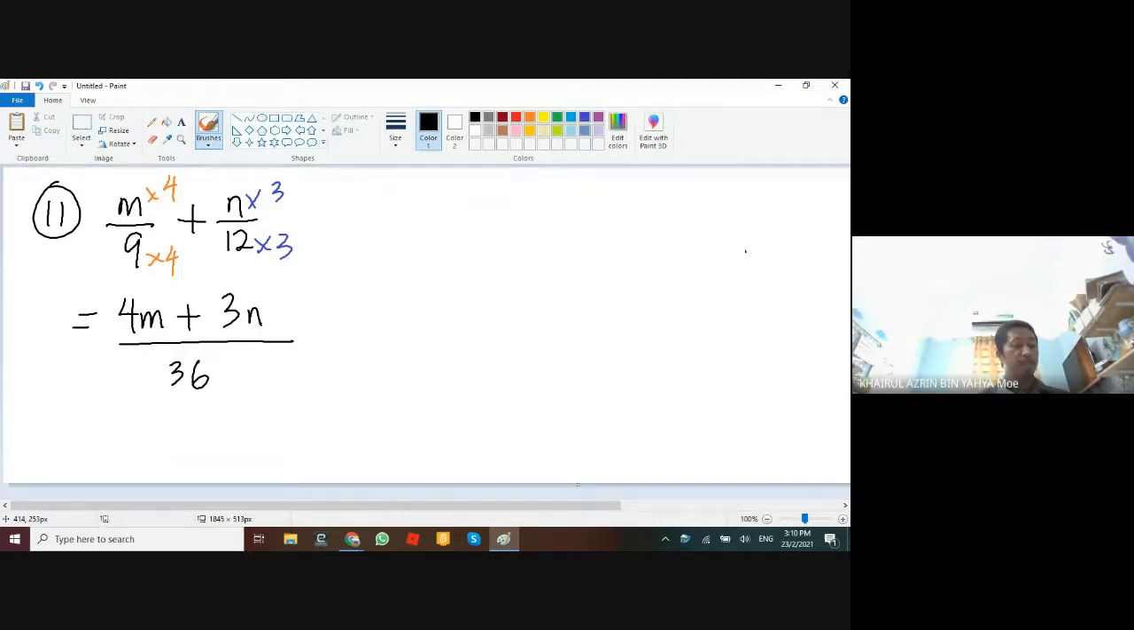Let me check question 12. Is it long or not? It's okay. I erase this one. So this is the answer for question 11. So far, not too difficult.